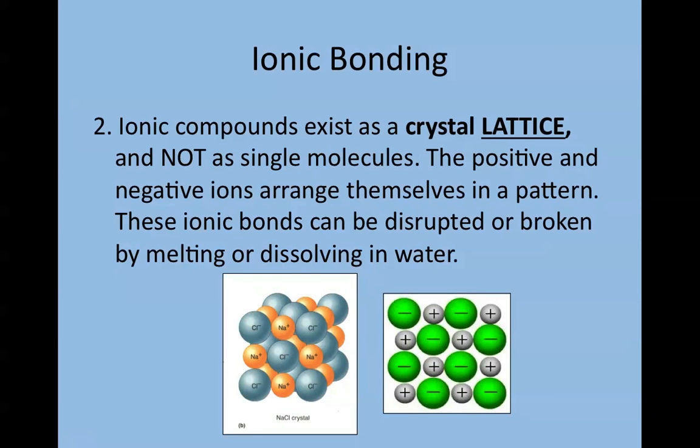All right, so we just mentioned something called a crystal lattice. Well, that's how ionic compounds exist. They don't exist as single molecules, but in this crystal lattice. The positive and negative ions arrange themselves in a pattern, and there are various patterns that they can arrange themselves into. And these ionic bonds can be disrupted or broken by melting or dissolving in water. So I can actually break these up. This is usually how it's arranged as a solid crystal.